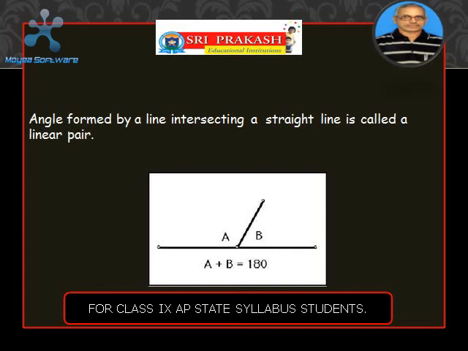1 and 3, angle 1 is equal to angle 3. These two angles are equal. And angle 2 and angle 4 are also equal. So these angles are called vertically opposite angles, and always they will be what? Equal.